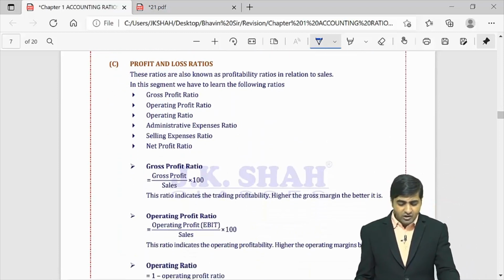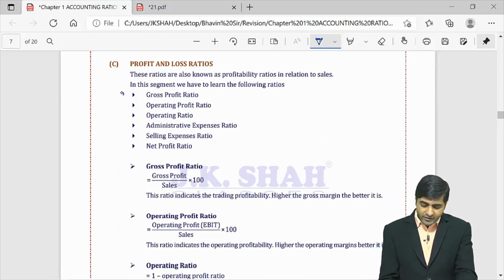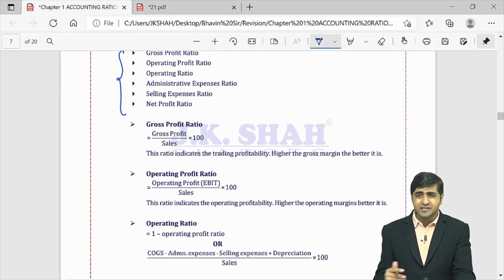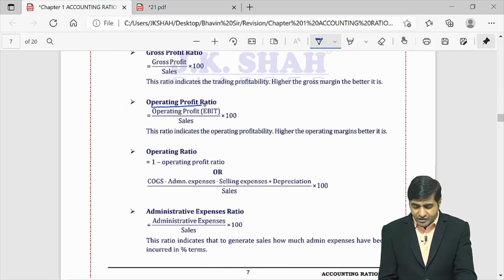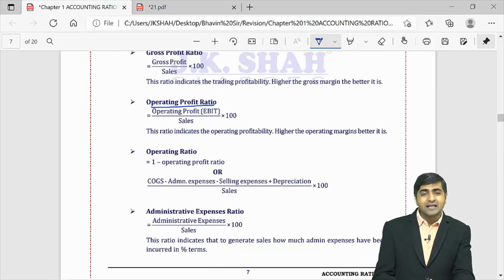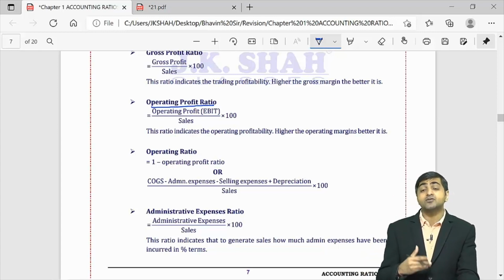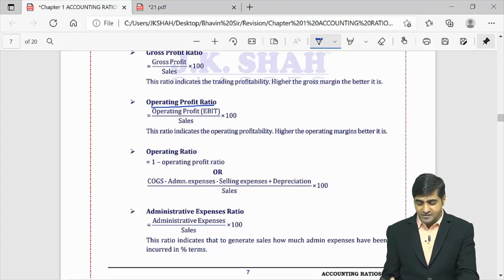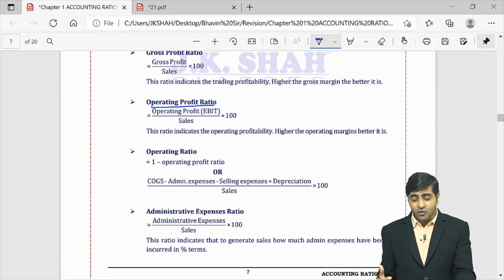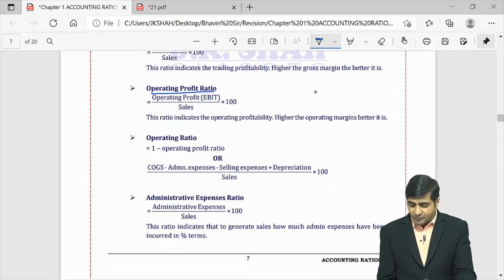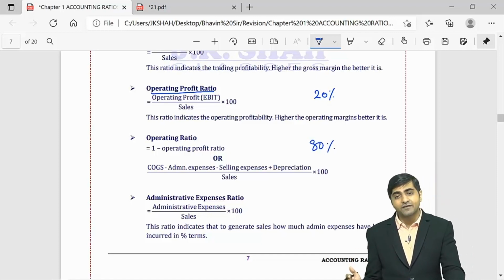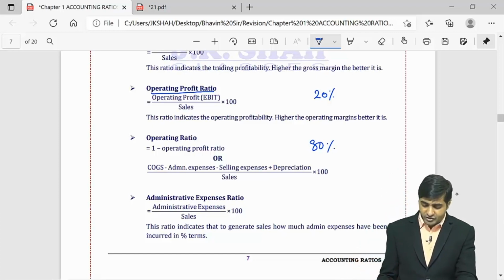Now my dear students, let us talk about profit and loss ratios. In these ratios, your first ratio, and these are very simple ratios, is the gross profit ratio: GP upon sales into 100. Operating profit ratio: all your incomes and expenses before interest will be treated as operating in nature, so we take EBIT upon sales into 100. Higher this operating profit ratio, higher will be the profitability. Suppose your operating profit ratio is 20%, then your operating ratio will be 80%. So 1 minus operating profit ratio will give you your operating ratio.